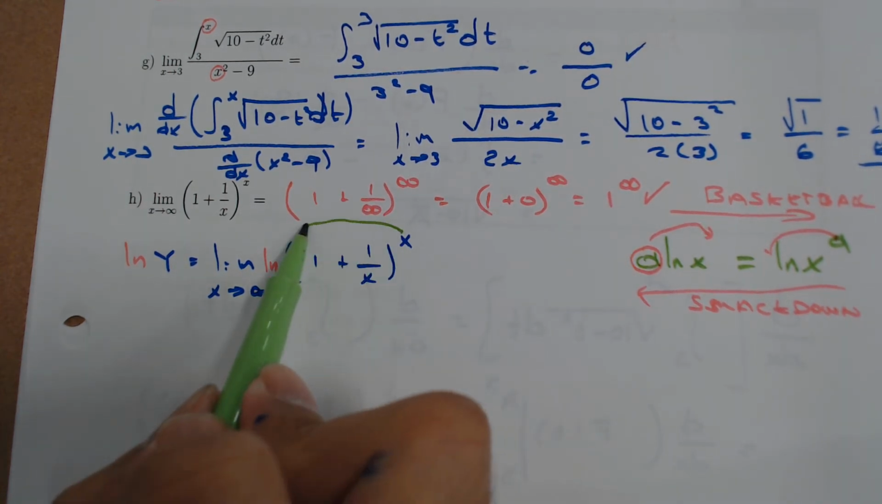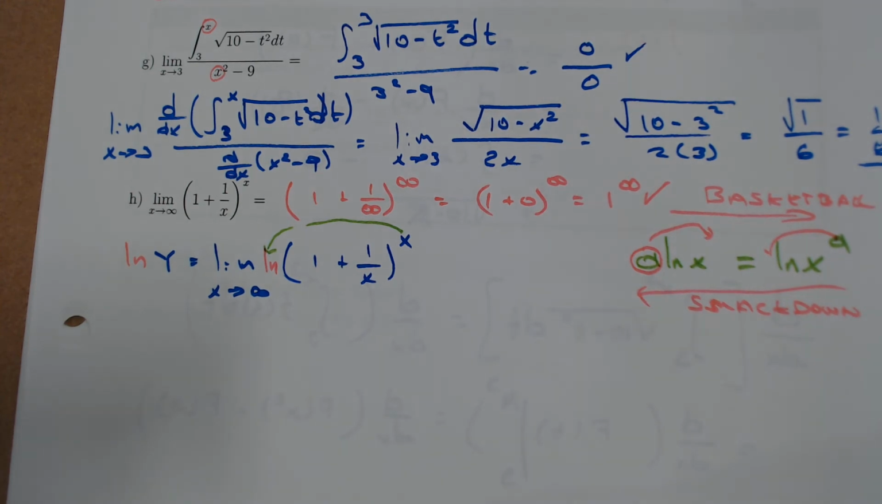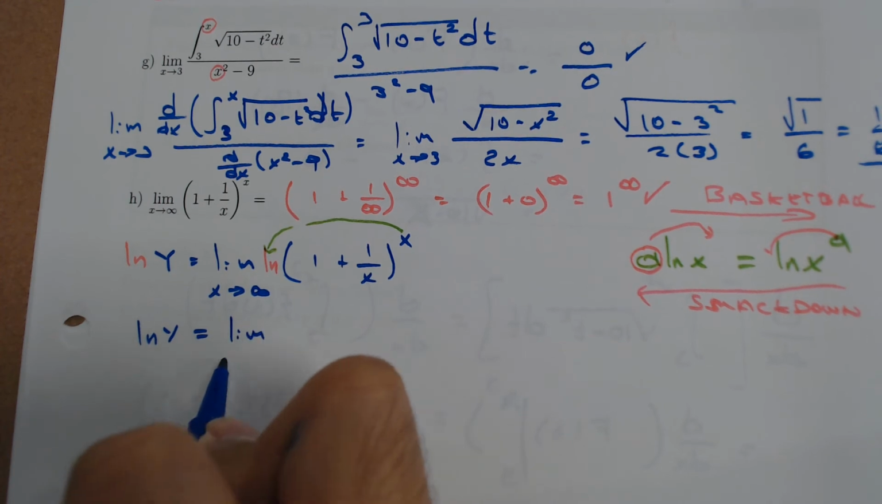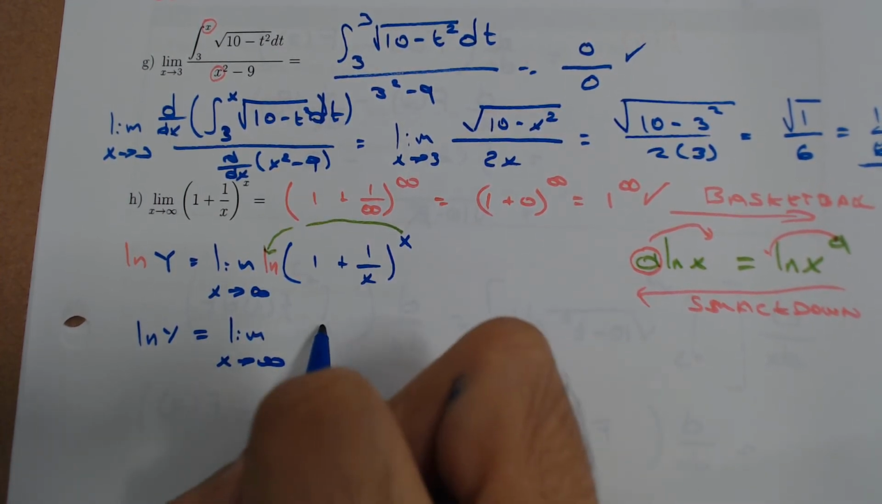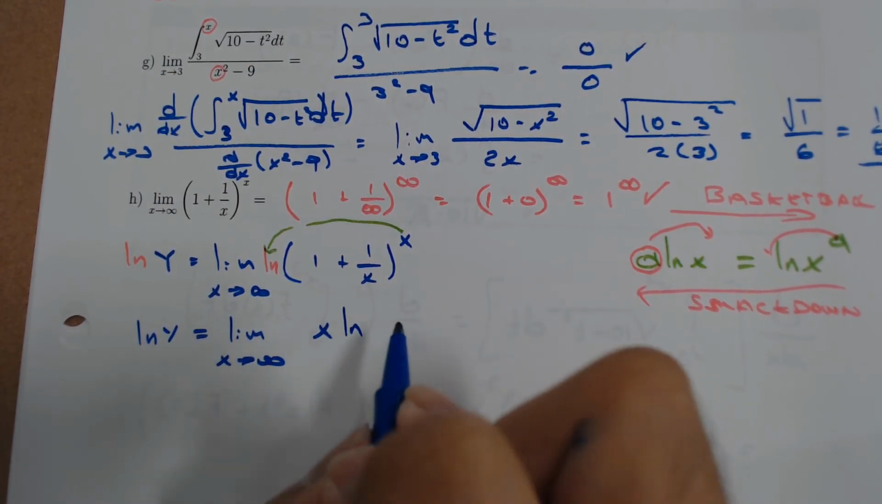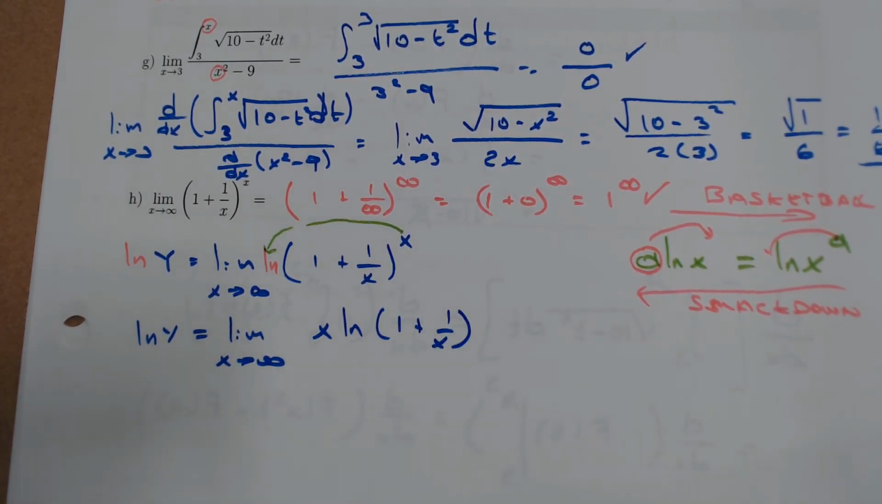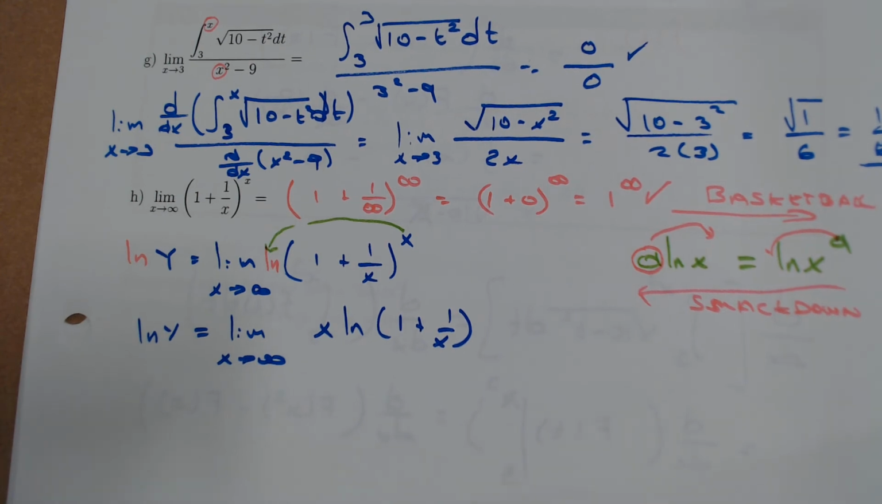So let's apply this over here. Let's have this x jump in front of the ln. All right, ln of y equals the limit as x approaches infinity of x ln of 1 plus 1 over x. Well, that doesn't look like a quotient yet, but from here, we can write that x in the denominator in the same way that we did it for the trigonometric form in letter F. So we're good to go.